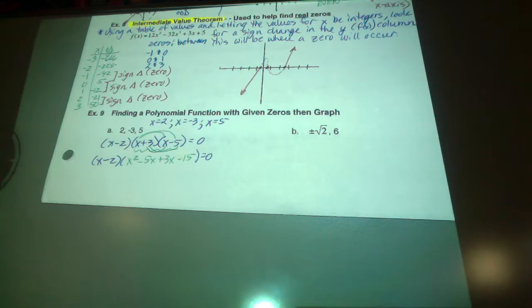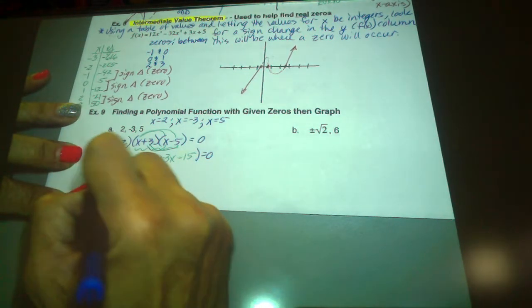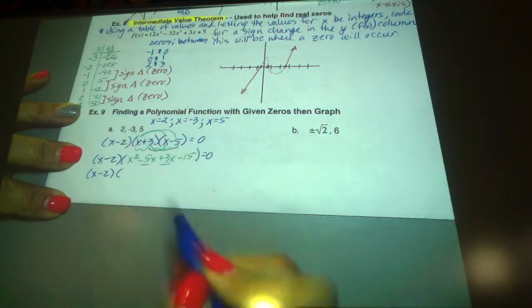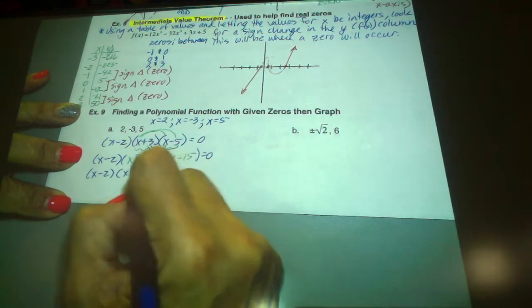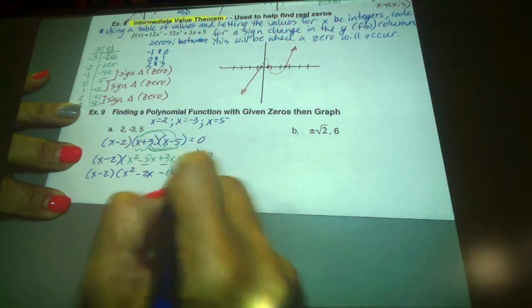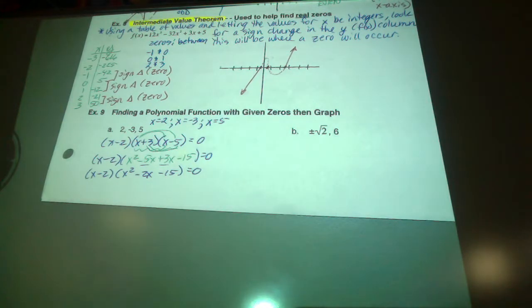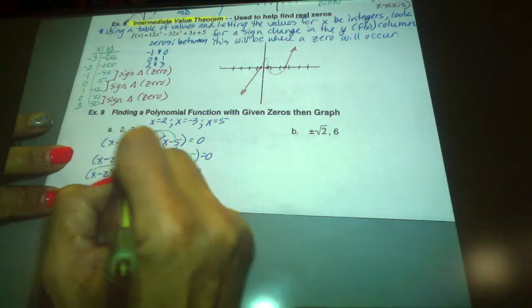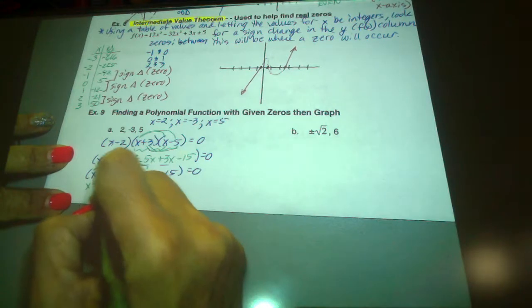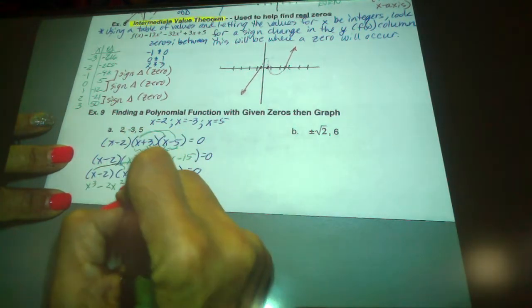So at this point, you could either collect like terms and then distribute the x minus 2, or distribute the x minus 2 now. I choose to collect like terms. So these are my like terms. So I get a negative 2x when I collect those. So here we go again. I'm going to distribute the x. So I get x cubed. X times negative 2x, negative 2x squared. X times negative 15, negative 15x.